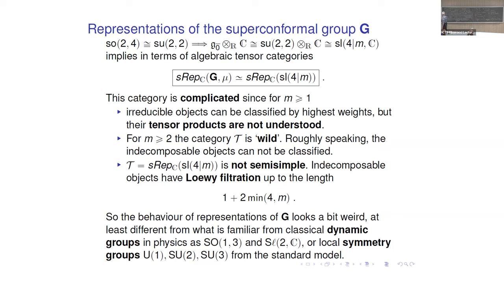The whole category looks a bit weird, and at least completely different from what you know from the standard model. Everything tends to be semi-simple in representation theory. What you can have there is a continuous spectrum, but you disintegrate it, and nevertheless you have a decomposition. You don't have anything like that here.